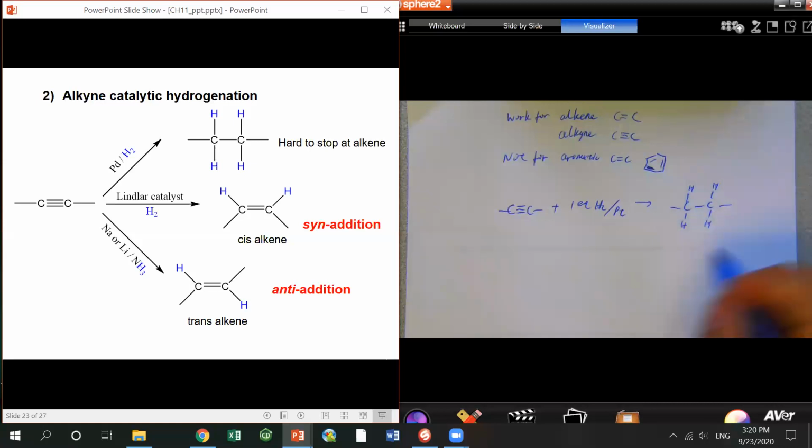And then there are some other alkynes that have no reaction. Right, so if you really want to stop at the alkene stage, we can use two conditions. One is called the Lindlar catalyst.